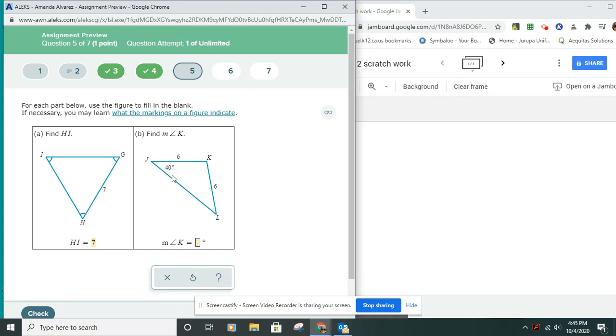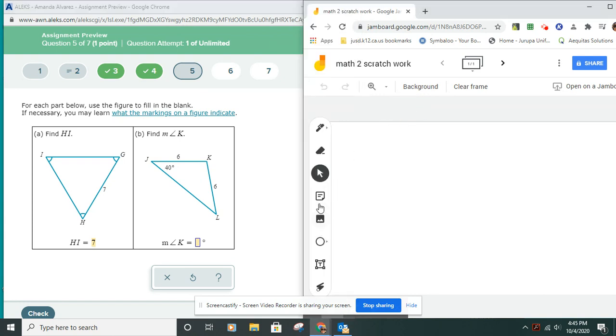And then I have a 40 degrees right here at angle J. I have to find the measure of angle K. So angle K is not the same. Let me go ahead and draw. Okay, here it is. I'm going to draw the same triangle. Okay, so it's going to be 40 degrees here and then 40 degrees here. So I'm marking those 2 angles congruent like there. And I need to know this one.